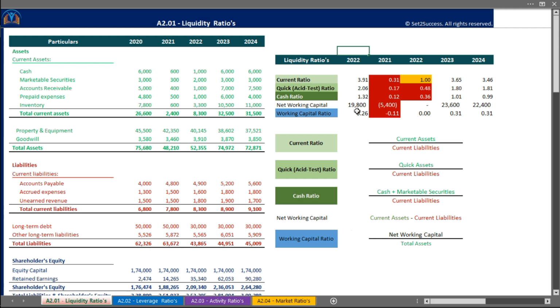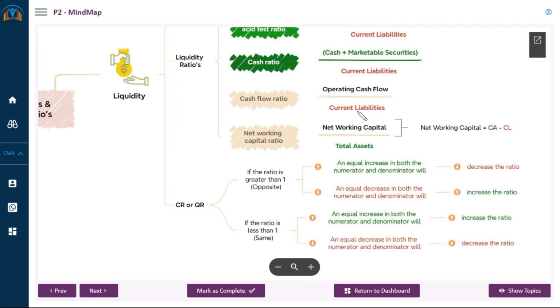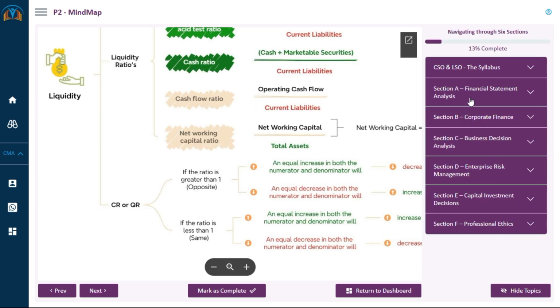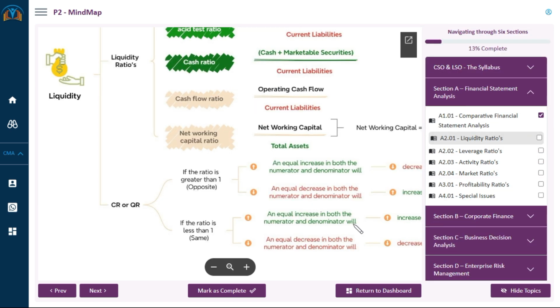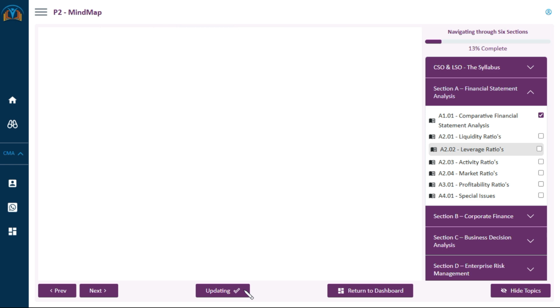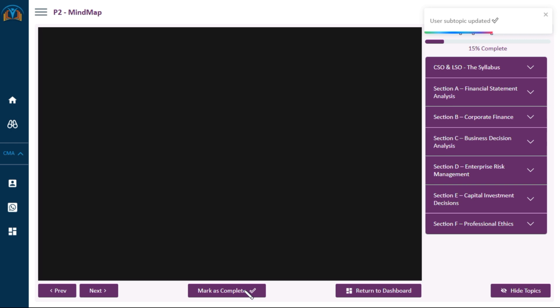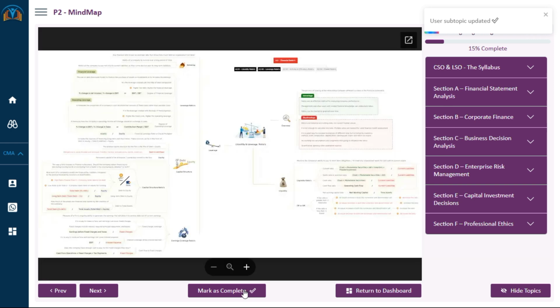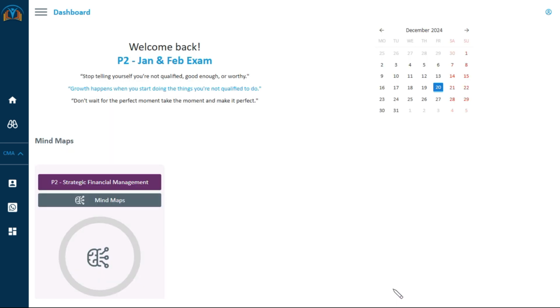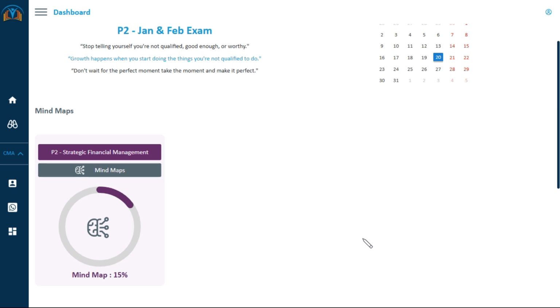So let us mark the liquidity ratios as complete. We have completed the liquidity ratios. Let us mark it complete. Now it's 13%. Let us see by completing this what percentage we reach. So now we have completed 15% of your P2. Now let us return to the dashboard. Yeah, it's 15%.